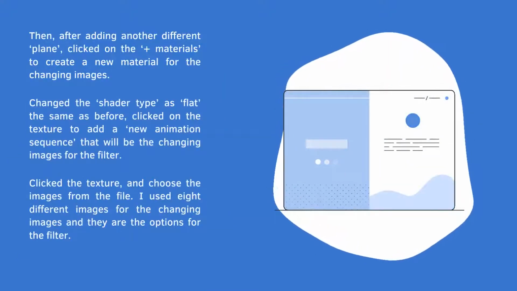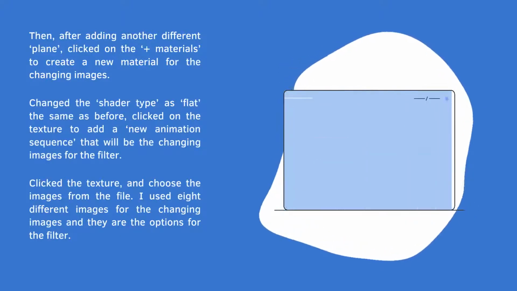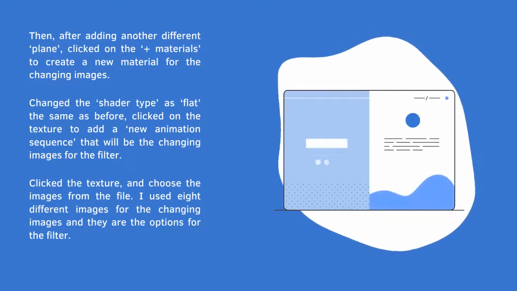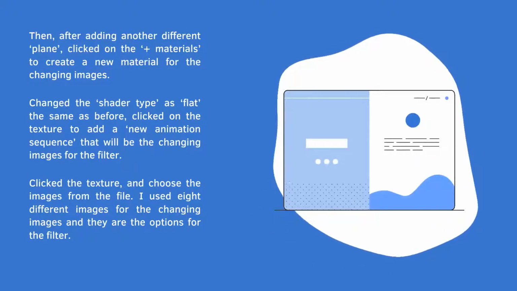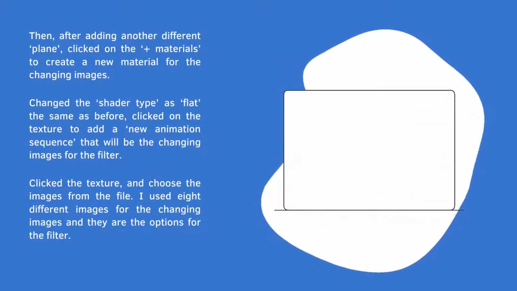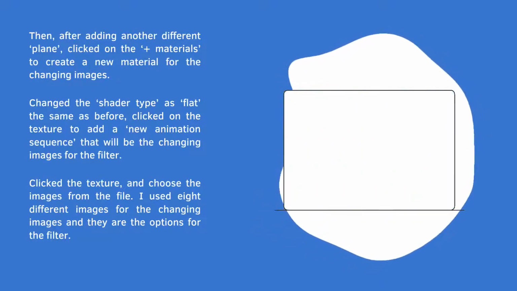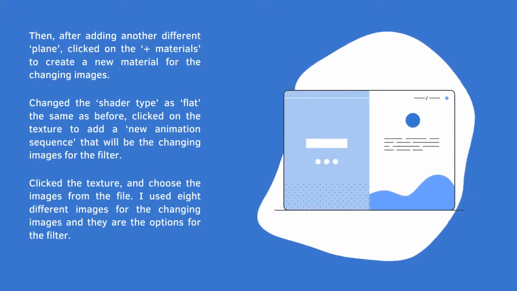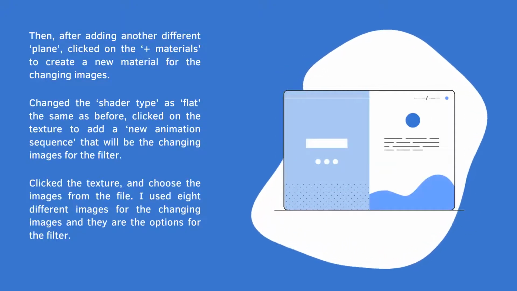Then, after adding another different plane, click on the plus materials to create a new material for the changing images. I changed the shader type as flat, the same as before. Click on the texture to add a new animation sequence that will be the changing images for the filter. I click on the texture and choose the images from the file. I use 8 different images for the changing images and they are the options for the filter.